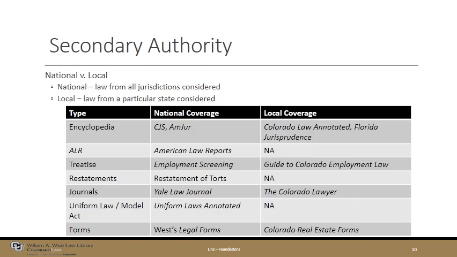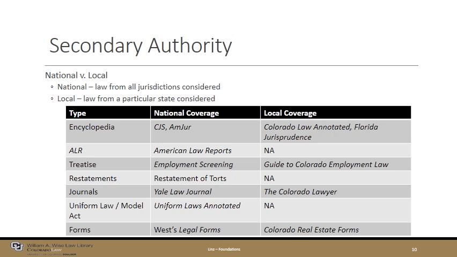And then finally, it's the coverage. Some secondary authority is written with national scope. They want to look at the law from all of the jurisdictions and help you understand how the law varies across all these jurisdictions, with citations to the primary authority, versus local, which is really the law in a particular jurisdiction.